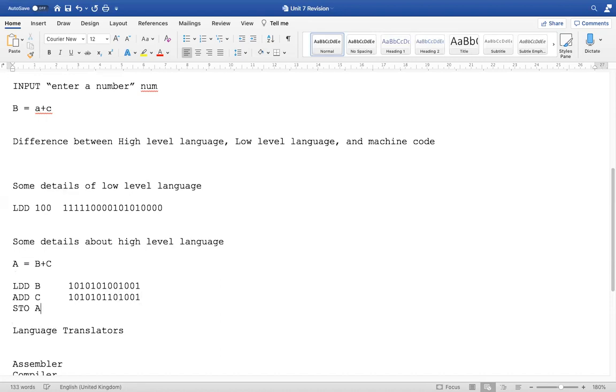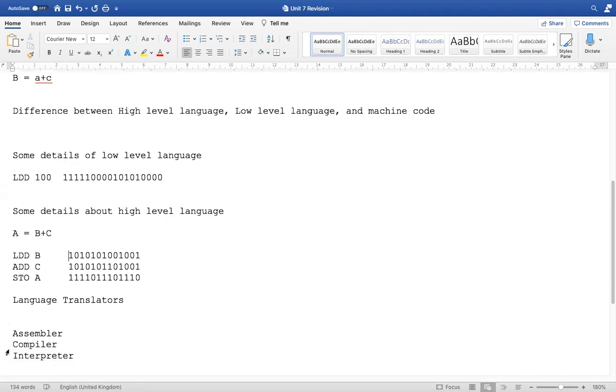And this will result in its own binary sequence, like so. Now, as you can see here, the translation process of a high-level language code may result in multiple machine language codes. Similarly, the translation of one low-level language code will result in only one machine language code. So this is what we need to understand over here, that all languages are translated into machine code.